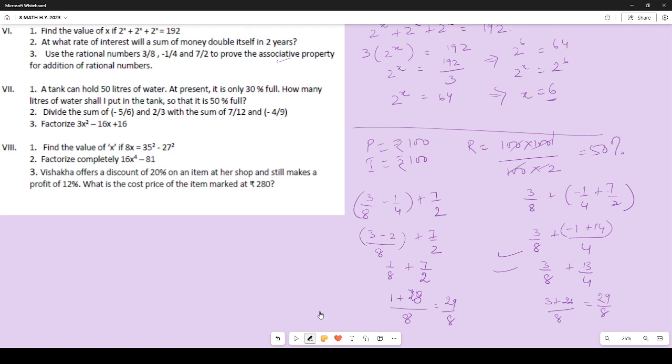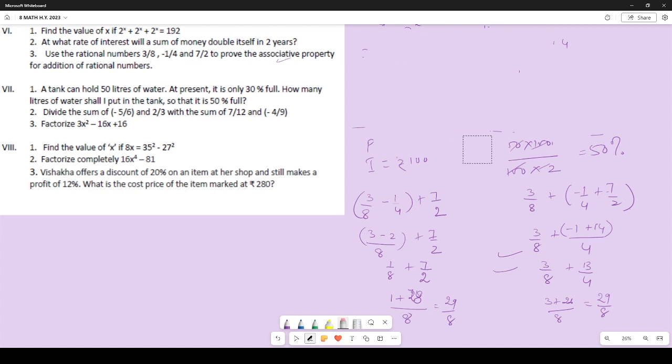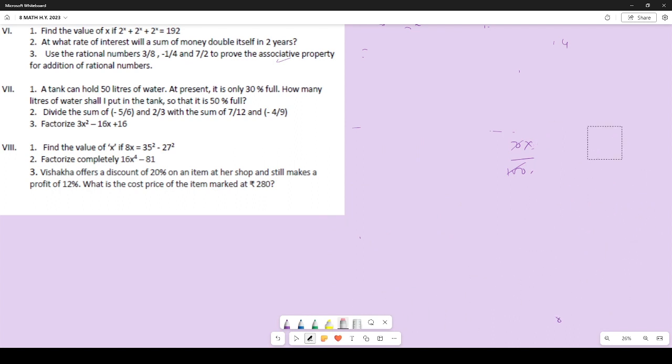Now let us move on to the next question, and before that let us erase this. So a tank can hold 50 liters of water. At present it is only 30% full, right? Now remember, its total capacity is 50 liters. So how much does it hold now? It holds only 30%. So let us find out what is 30% of 50. 30% of 50 is equal to 15 liters.